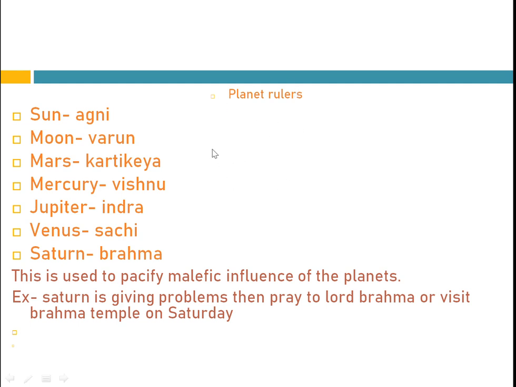Now next, planet rulers. Sun ruler Agni, Mercury Vishnu, Mars Kartikeya, etc. Suppose Mars is afflicted in your chart, then to pacify the negative energy of Mars, we can pray to Lord Kartikeya. Similarly, if Saturn is afflicted or giving us problems, then go to a Brahma temple. Visiting a Brahma temple will be beneficial for the native. So this is how we can use the significations of the planets for different purposes.